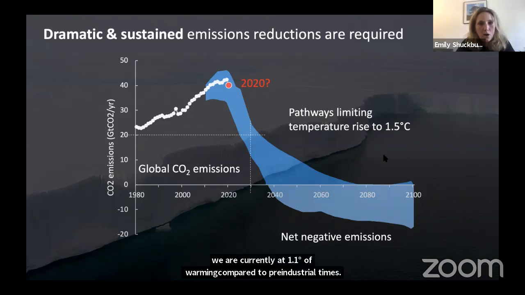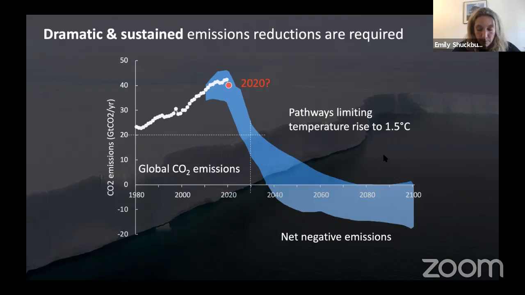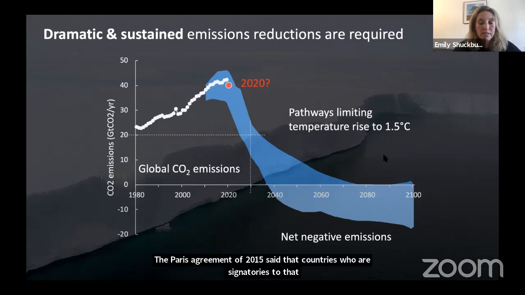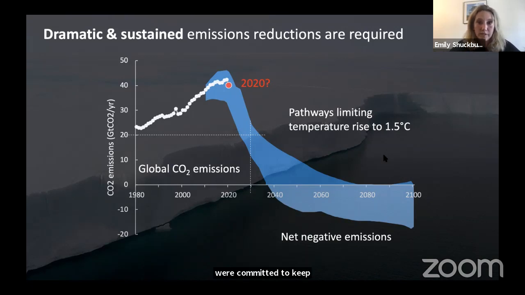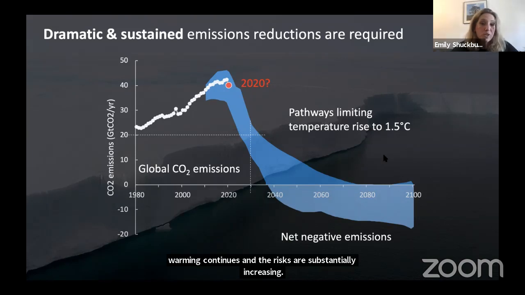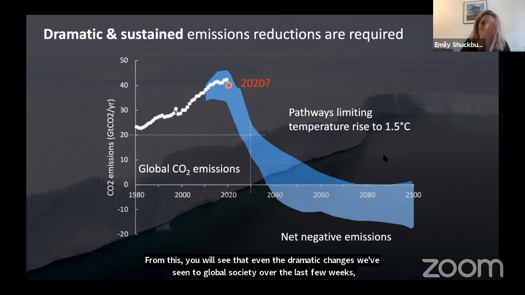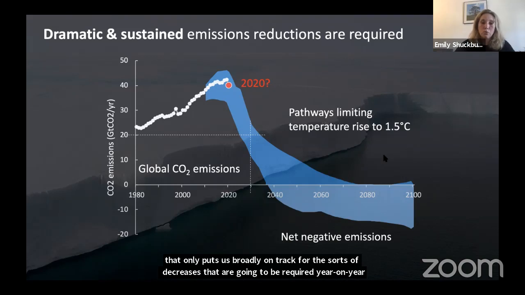The Paris Agreement of 2015 said that countries who were signatories to that were committed to keep temperatures well below 2 degrees of warming, with an ambition to keep them below 1.5 degrees of warming. And you will recall that I've already shown you, as the warming increases, the risks to both humans and to the natural world substantially increase. So keeping temperatures below 1.5 degrees, or as close as we could to that, is critically important. And what you will see from this is that even the dramatic changes that we've seen in global society over the last few weeks only put us broadly on track for the sorts of decreases that are going to be required year on year on year if we are to keep temperature rise to these limits.